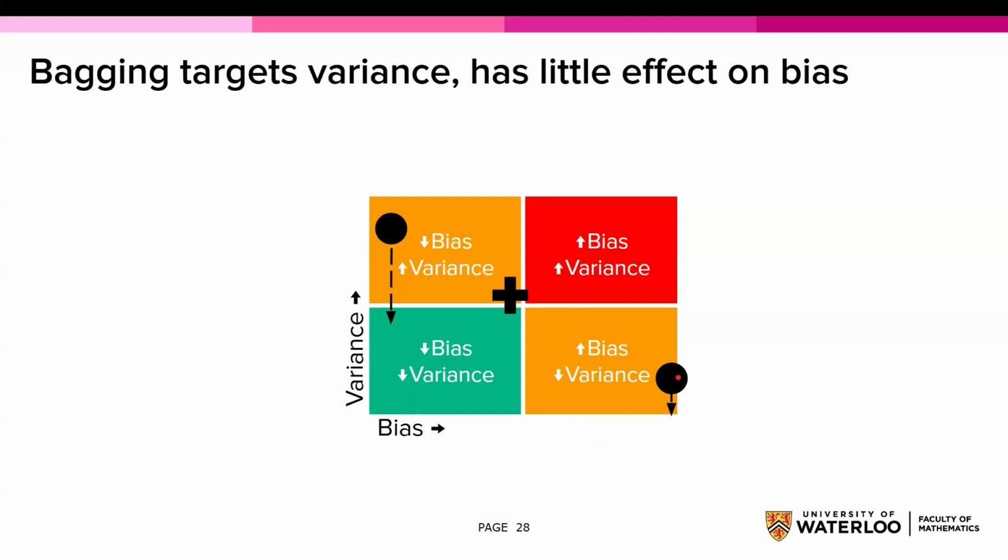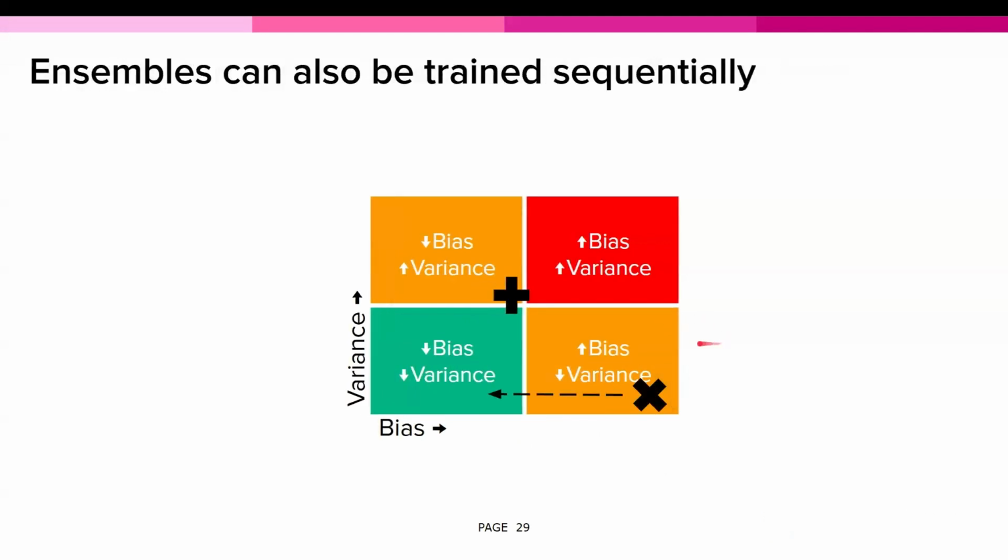And this is because there's less room for improvement in terms of variance, and because bagging has little effect on bias anyways. And so it's not going to help us get any closer to that ideal sweet spot in the lower left-hand corner that we're aiming for. And so if we find ourselves instead in this spot, what we want to do is target bias directly.